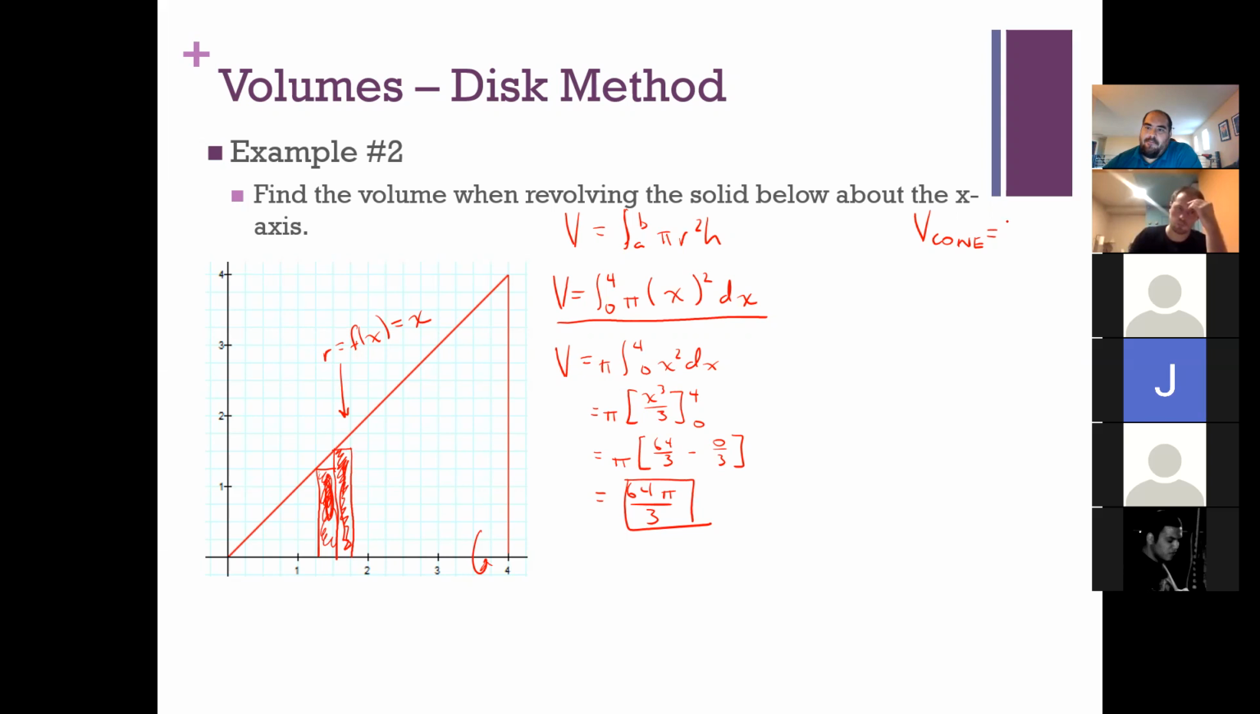Isn't it just one... Oh, sorry, you can go ahead. Isn't it just 1/3 times the volume of the cylinder? Yeah, it's 1/3 pi r squared h.